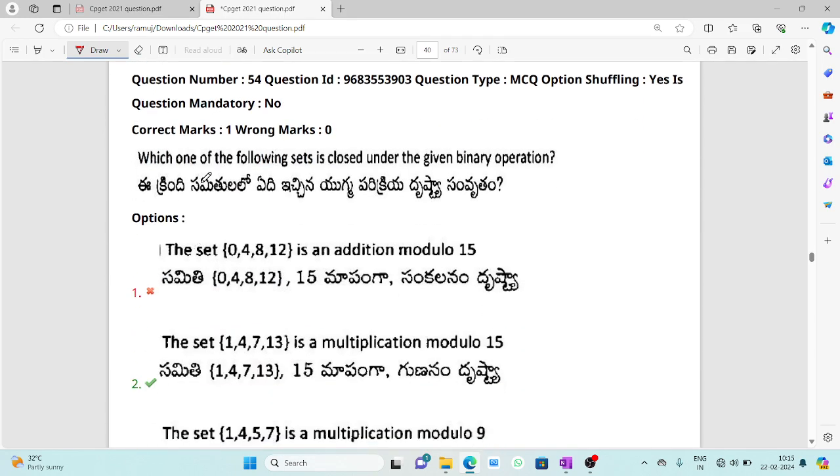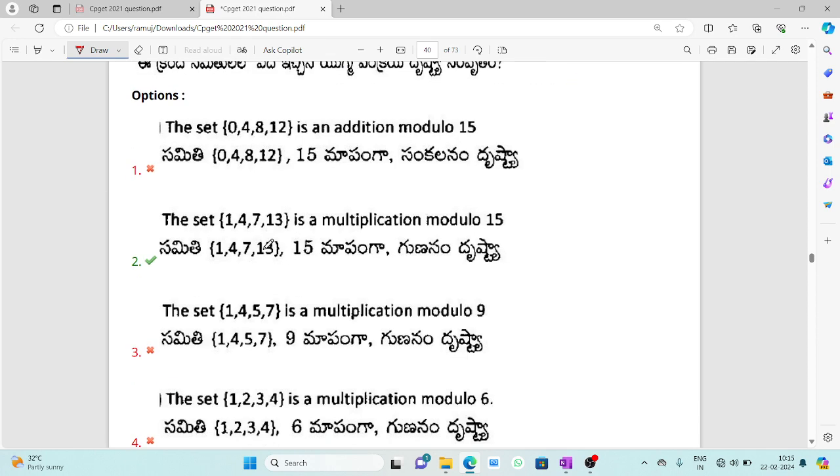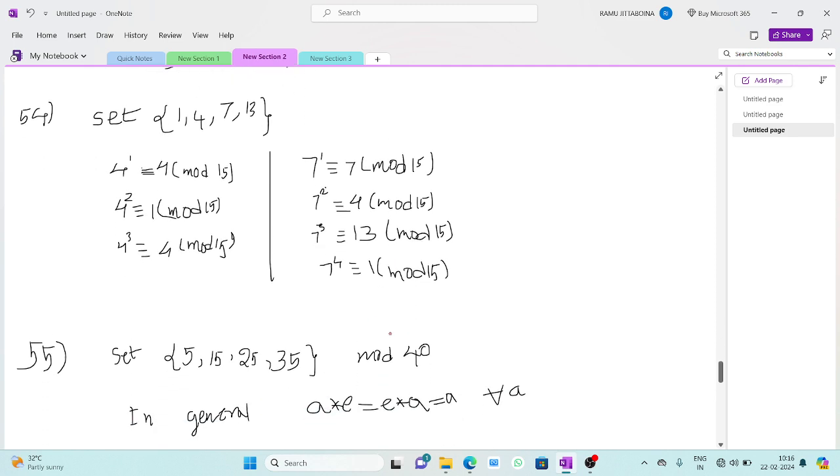The 54th one: which one of the following sets is closed under the given binary operation? This is a group theory question. Whenever these types of questions are asked, it is simple, but you have to check each and every option. I will tell you how I did the second one: the set {1, 4, 7, 13} under multiplication modulo 15.